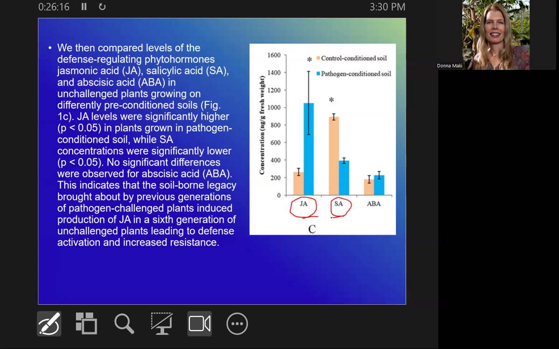And so they're showing that different hormones come into play when these plants are getting attacked by, in this case, a bacterial pathogen. So it had the pattern of ramping up jasmonic acid and kind of shifting down salicylic. And abscisic acid didn't really do a whole lot. Then when they were looking at differences, they didn't really see much.